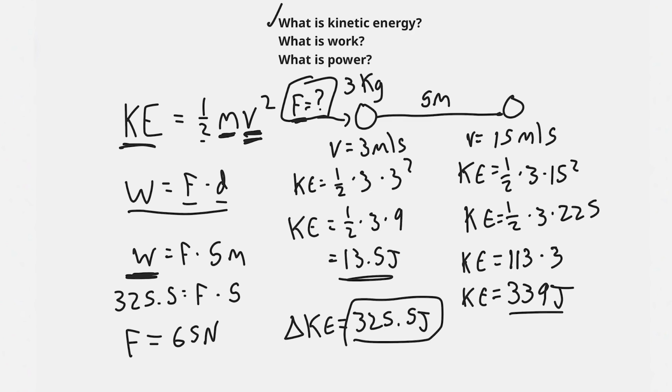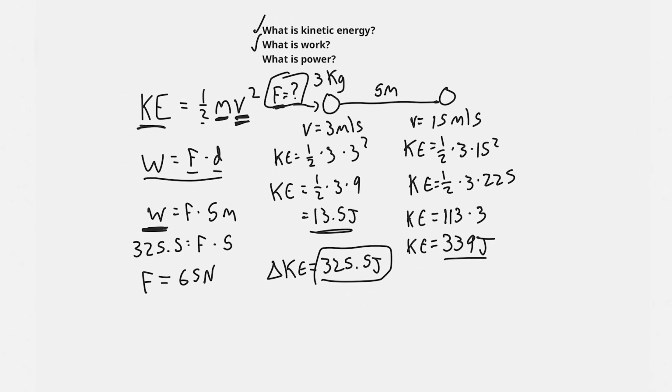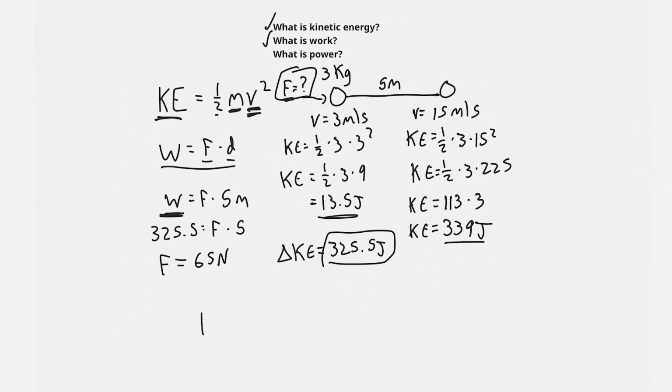What we did with those two examples is showed how you can use work to find the change in an object's velocity, or you can use the change in an object's velocity to find the work. Now let's look at what is power. I'll just zoom out to give ourselves a little bit more space here. The equation for power is work divided by time.